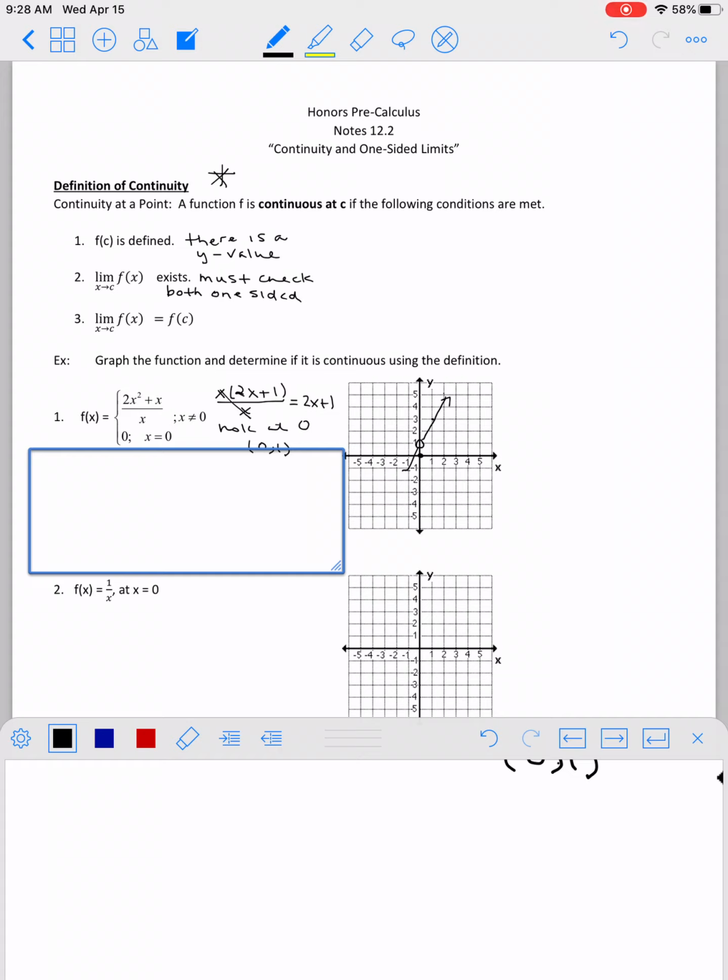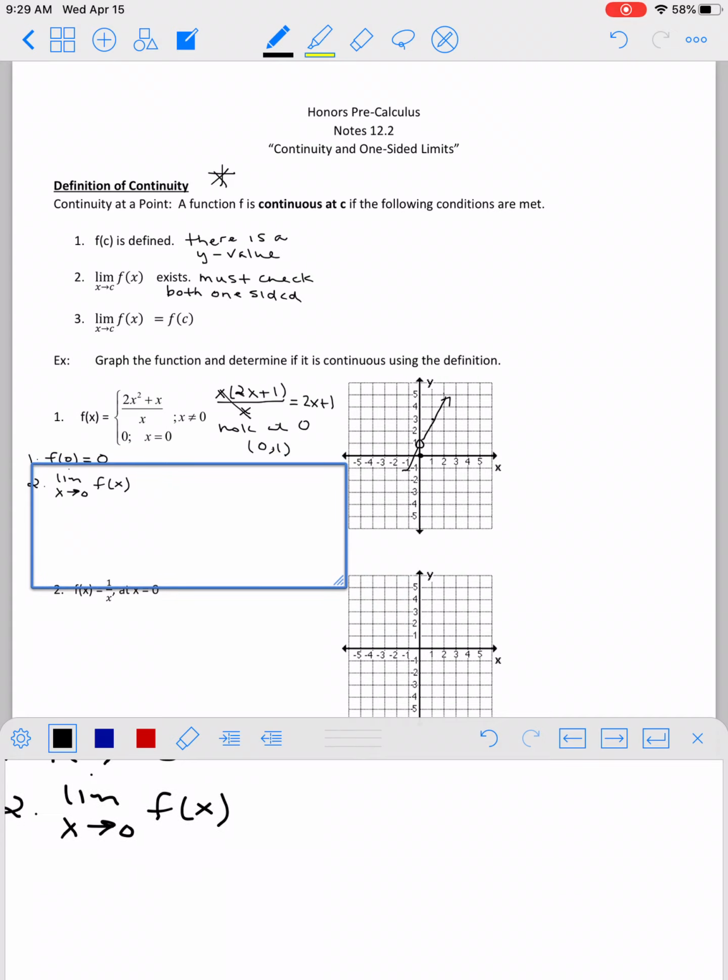So number 1, we are checking continuity at our boundary value at 0. So f of 0, I'm looking for the colored circle in my graph, that's a 0. Now step number 2, we want to check the limit as x approaches 0 of our function. So this means that we are going to have to check it from the left and from the right. So the limit as x approaches 0 from the right.